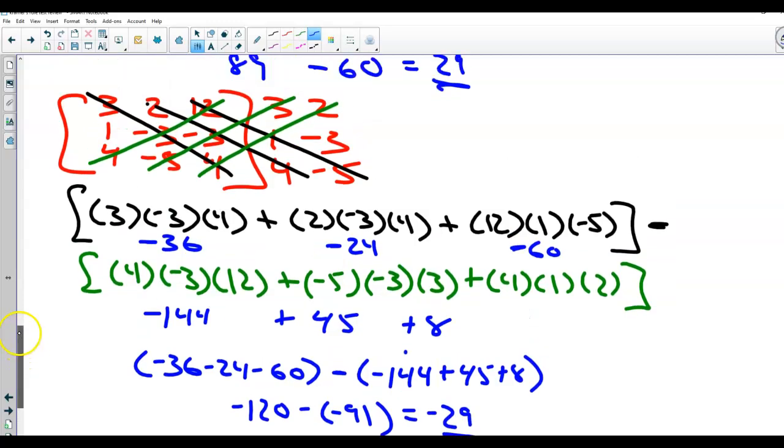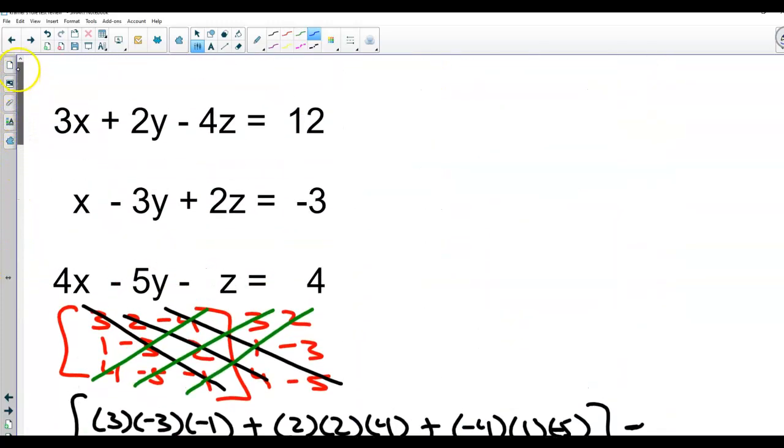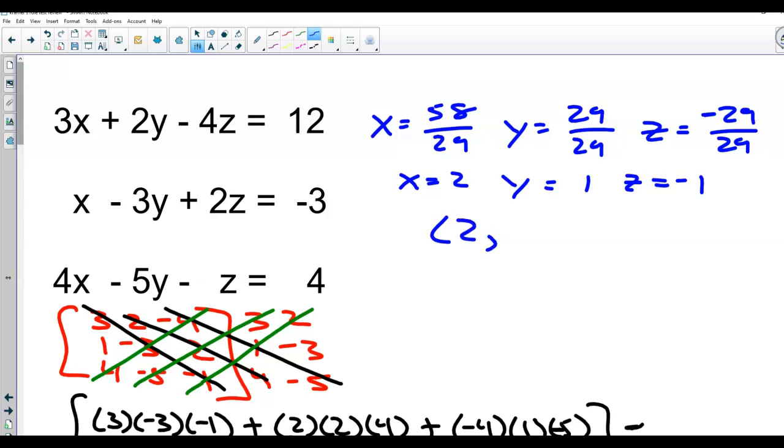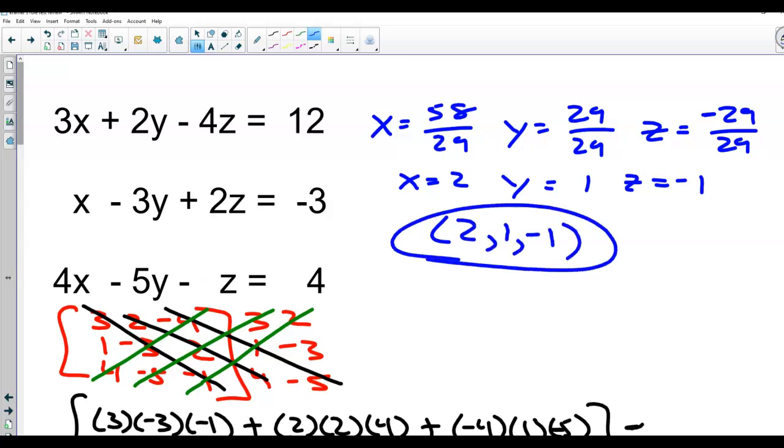And then we get our answers from that. We can bring it all the way back. My x is 58 over 29. My y is 29 over 29. And my z is negative 29 over 29. So x equals 2, y equals 1, z equals a negative 1. And that's your answer.